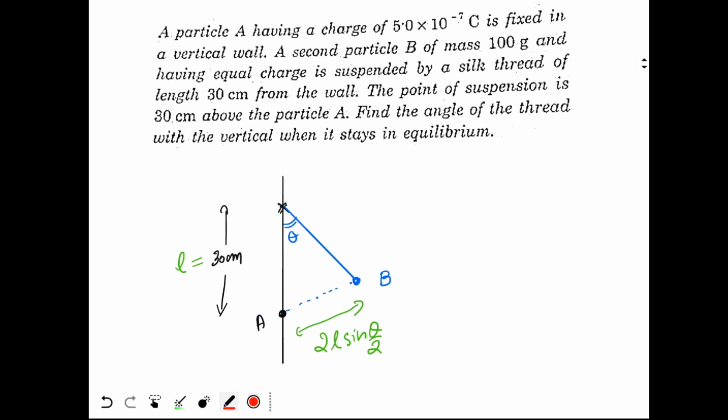So the two charges are applying force on each other. F will be equal to K times the two charges, which are equal, so we could write down KQ square by square of this length. So that is how much? 4L square sine square theta by 2. This is the force F.